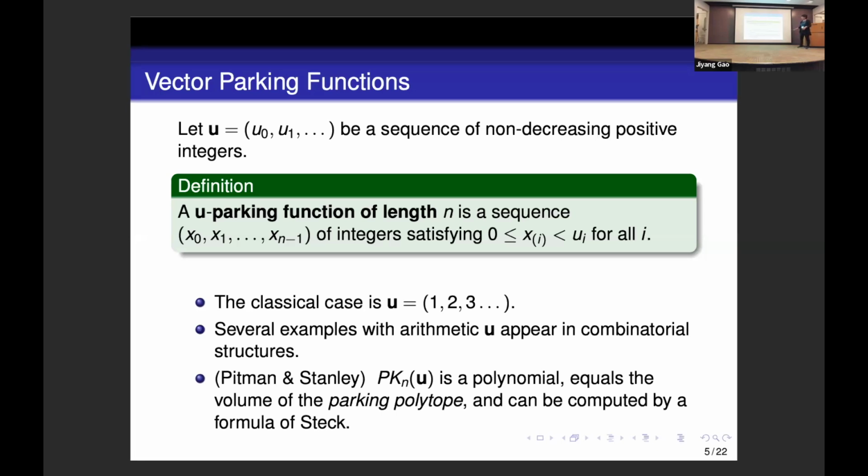And this number is the number of vector parking functions. What Richard has is that this is a polynomial in terms of those numbers u0, u1, etc., and it tells you how to calculate. It equals the volume of a special polytope called a parking polytope, which relates to order statistics, and it can be computed by a formula relating to order statistics that people already know.